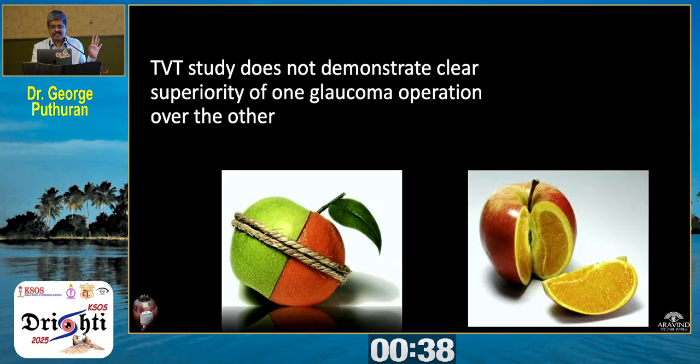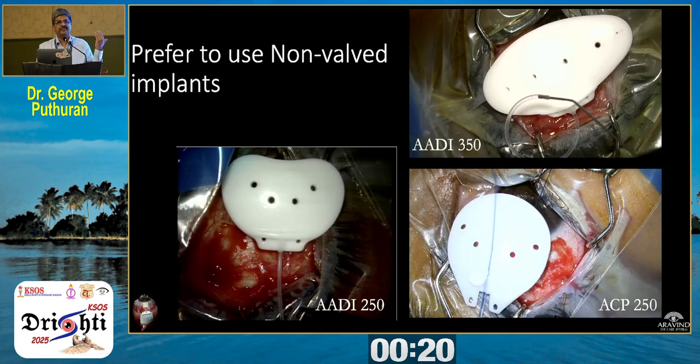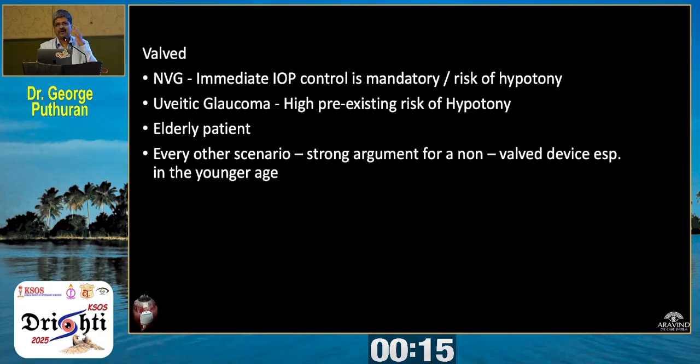The TVT study does not demonstrate clear superiority of one glaucoma operation over the other. Believe me, doing a repeat trabeculectomy and getting it to work needs as much skill as doing a tube. I prefer to use non-valved implants, because valved implants are sometimes very unpredictable. In our hands, these are the scenarios where we prefer a valved implant: NVG, uveitic glaucoma, elderly patient.